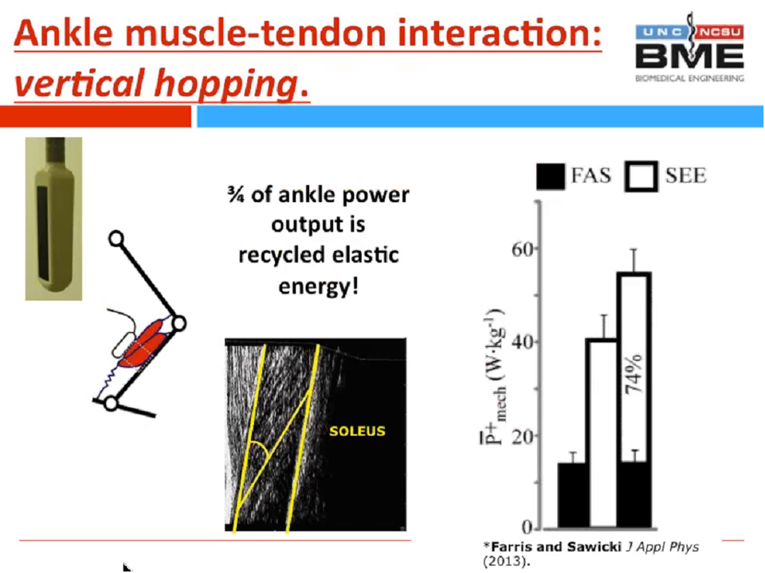So we made measurements on the soleus muscle, which is the largest in PCSA at that joint. And what we found is indeed during vertical hopping, this is at 2.5 hertz, up to 3/4 of the energy in that ankle piece of pie is coming from elastic recoil and tendinous structures. Next slide.